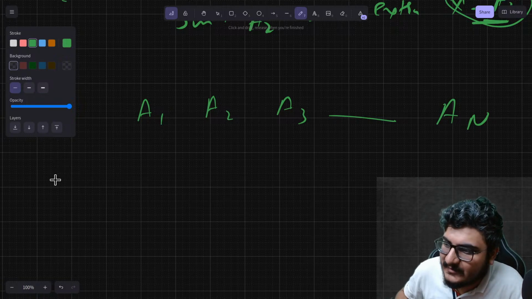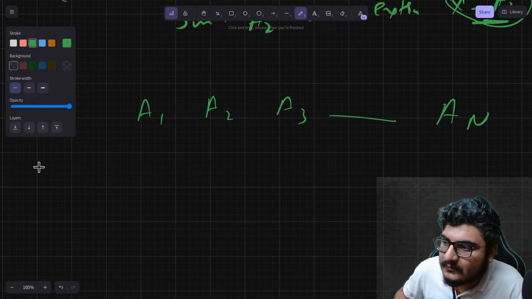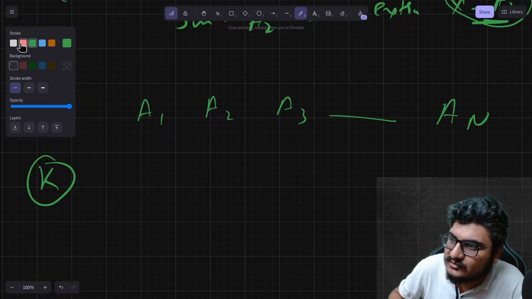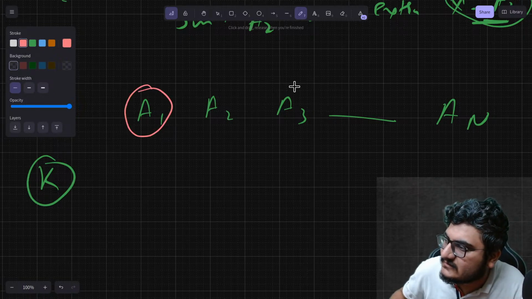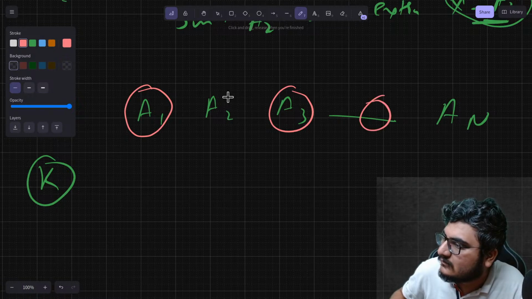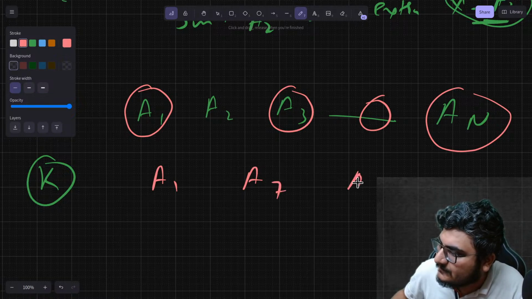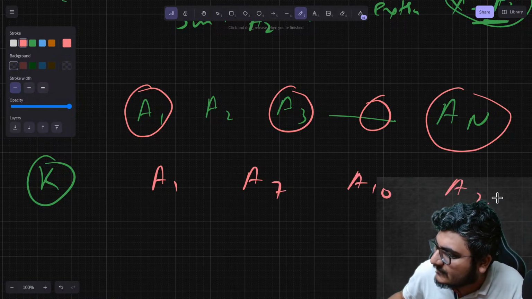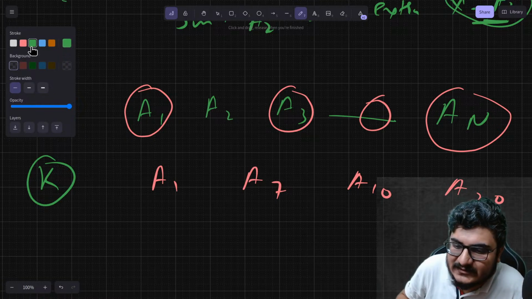Find the largest integer k such that we can choose k numbers from here. Let's say these are the 4 numbers we have chosen: A1, A7, A10, A20. Now the next thing it asks us is to count the number of distinct elements here.